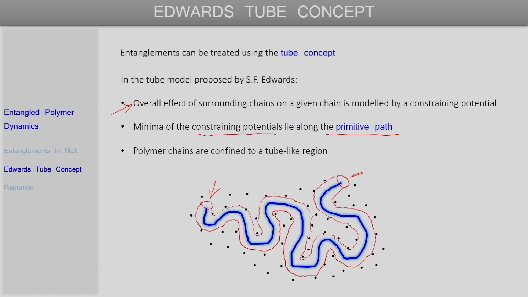So, if we consider, let us say, a small section of this tube like region here, a small portion of the tube like region, the polymer chain in here itself can adopt different conformations. So, the primitive path might be somewhere along the center. The polymer chain itself can have different conformations inside.